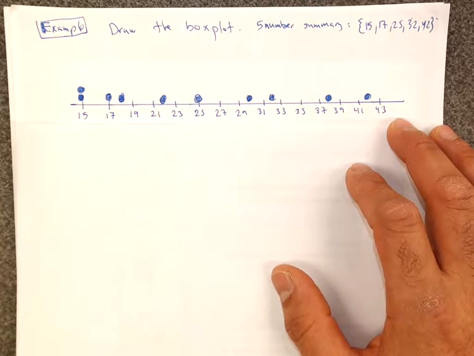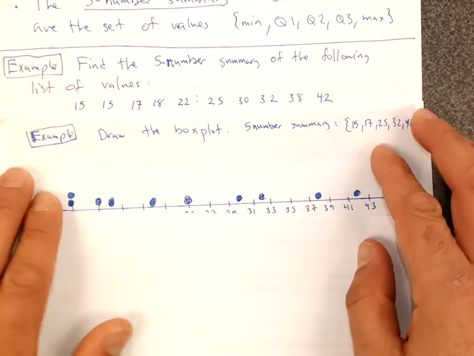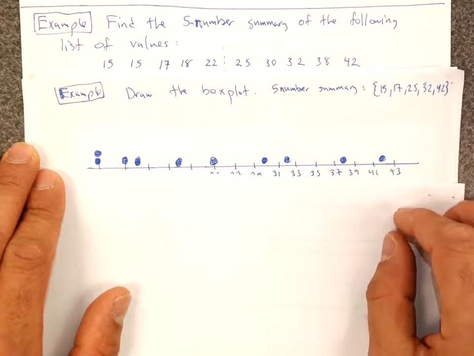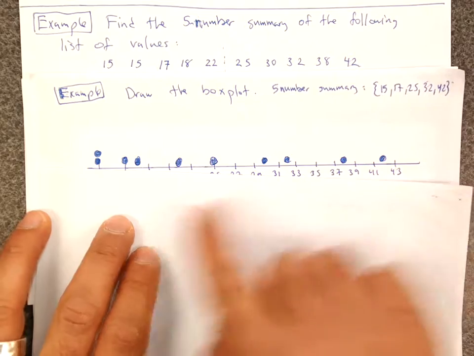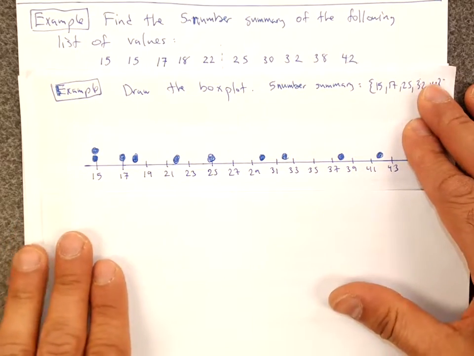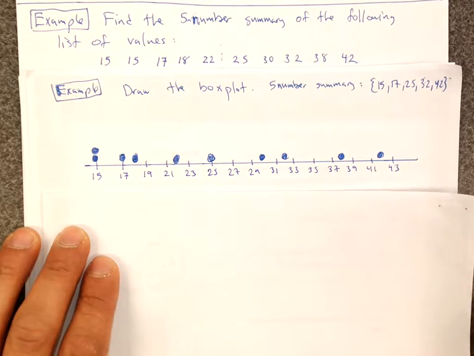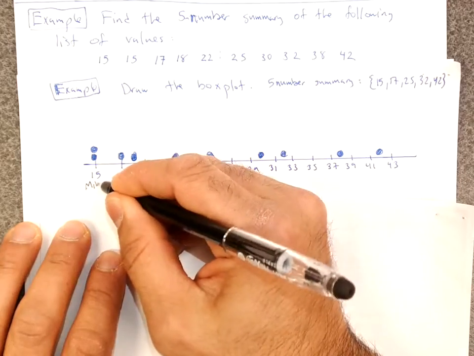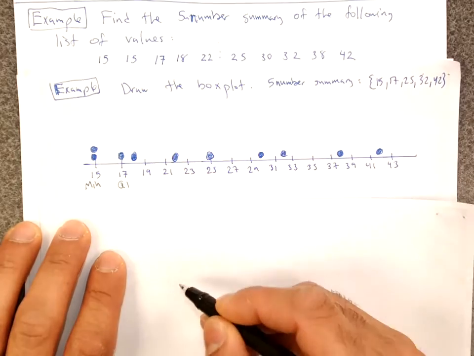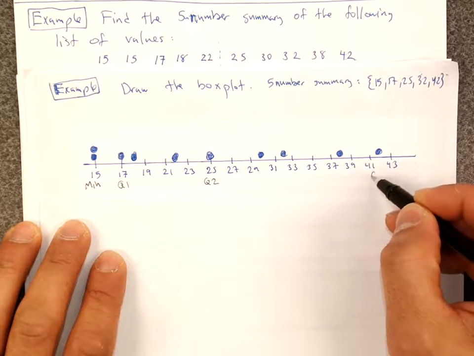Again, from this example that we had before, we found that this was its 5-number summary: 15, 17, 25, 32, 42. And here's the dot plot. So let's mark these values. Here's the minimum, here's the first quartile, here's the second quartile, and here's the maximum.